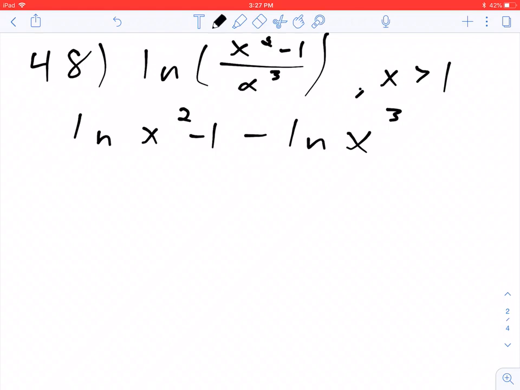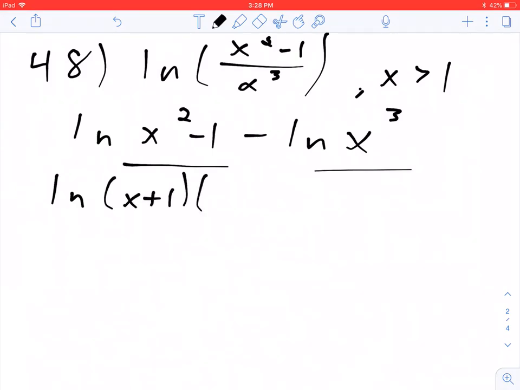Then we're going to utilize the power property, but we are only going to utilize it in the second expression right now, because here, whether you realize it or not, x squared minus 1 is a difference of two perfect squares. Sorry, that's wrong. But it can be factored into a product. So this is going to be natural log of the quantity x plus 1 times x minus 1. This would have brackets around it. And then minus 3 natural log of x.